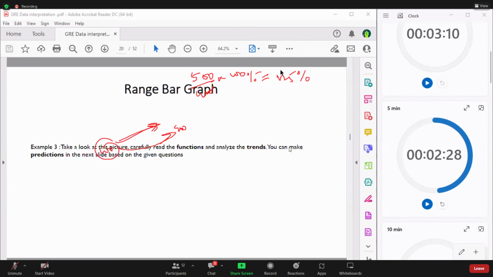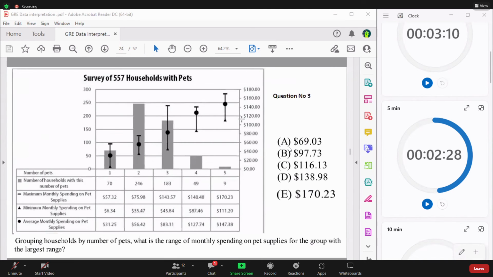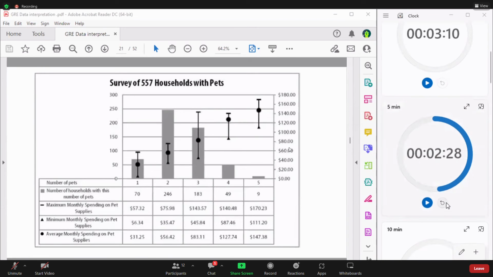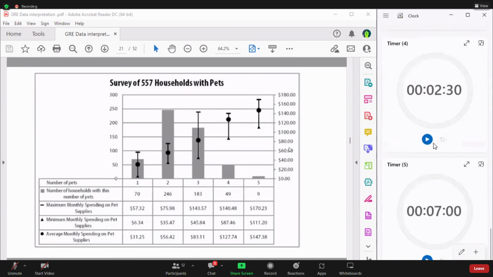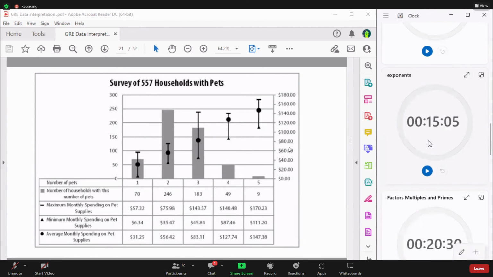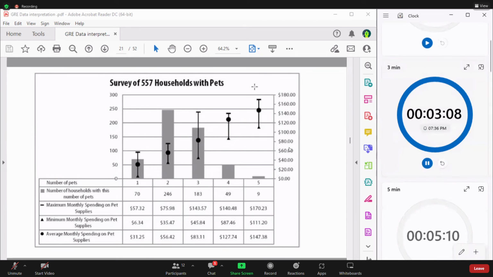Next, we do not have anything. Then we have a range graph. Okay, so 1, 2, 3, 4, 4 questions. Let's take 3 minutes actually. Yeah, 3 minutes. More than enough for this.